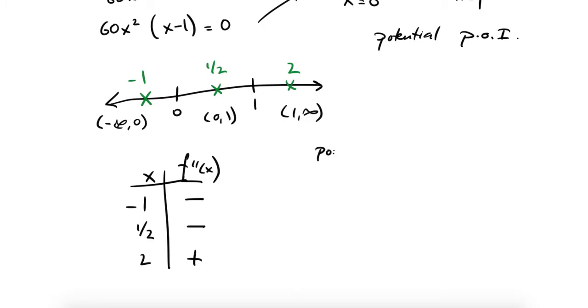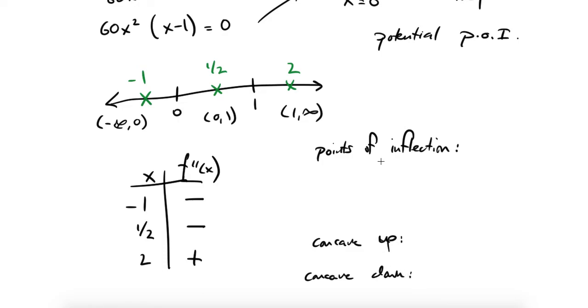So points of inflection. Remember, the original question asked for any points of inflection, but also asked for the intervals of concavity. And I can answer all of that based on the work on the screen. So concave up, concave down. Before I talk about the answer, you may want to just pause and ask yourself, based on this work, what is the answer?